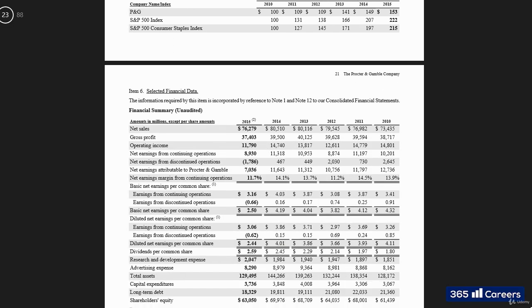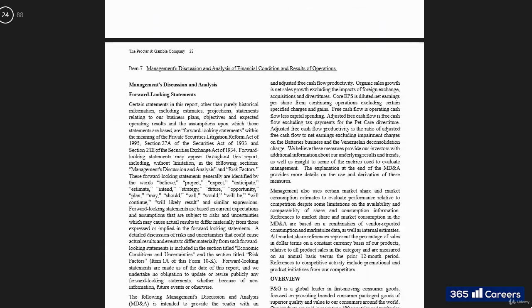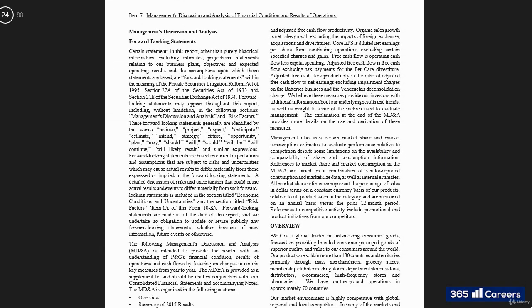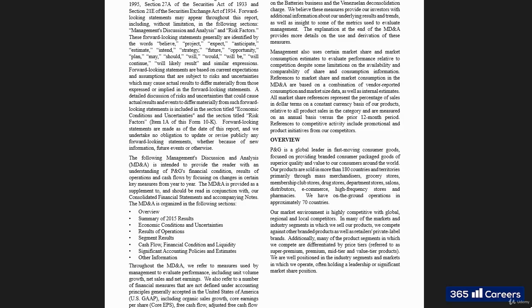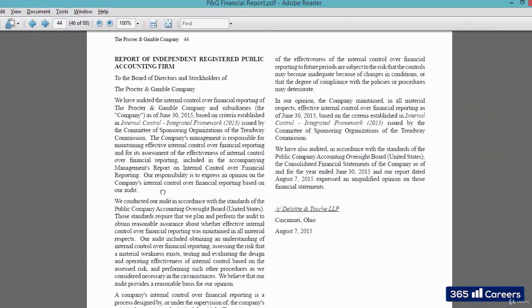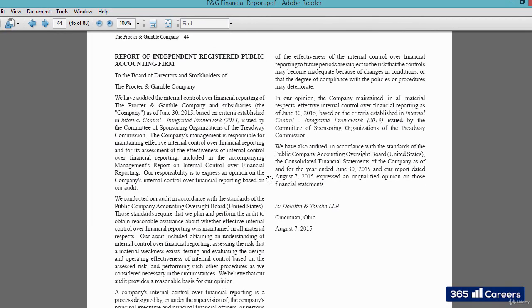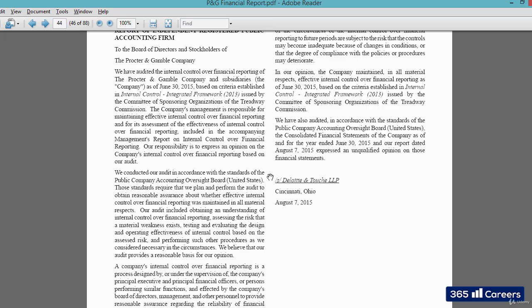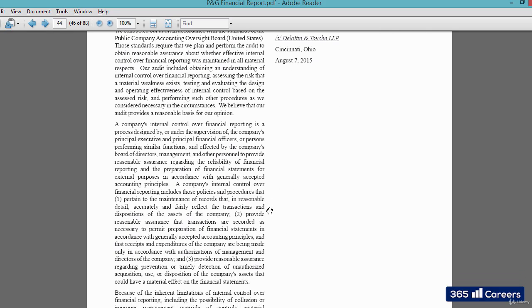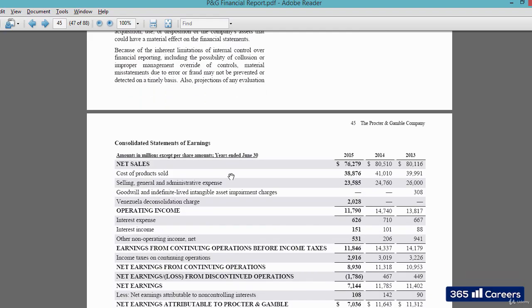Scrolling down, we will find the section containing the management's view on the business, along with considerations about the company's operational structure, business units, recent developments that might have influenced its business, and expectations about the future. On page 44, we find the report of the independent accounting firm that verifies the quality of the company's financial statements. We will focus on auditing reports in one of our next lessons.